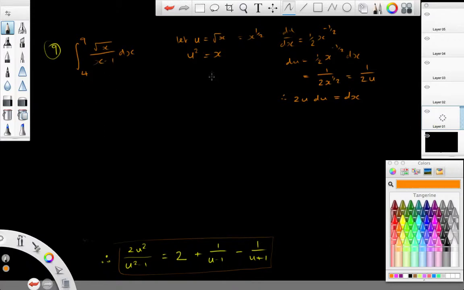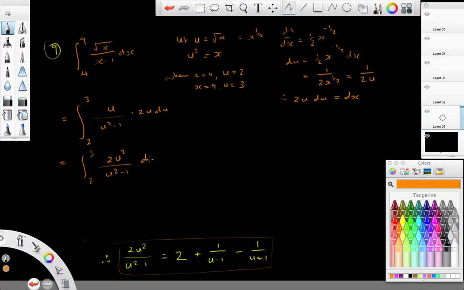We need to change the limits. When x equals 4, u is equal to the root of x, so that equals 2. When x equals 9, u equals 3. So the new limits are going to be from 2 to 3, and that's going to give us u over u squared minus 1 times 2u du. So that is equal to the integral from 2 to 3 of 2u squared over u squared minus 1 du.